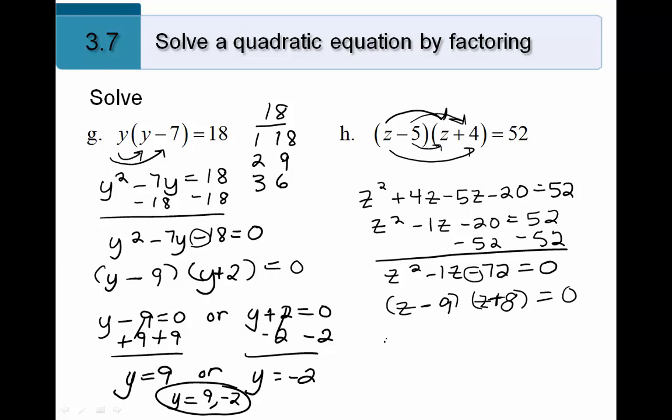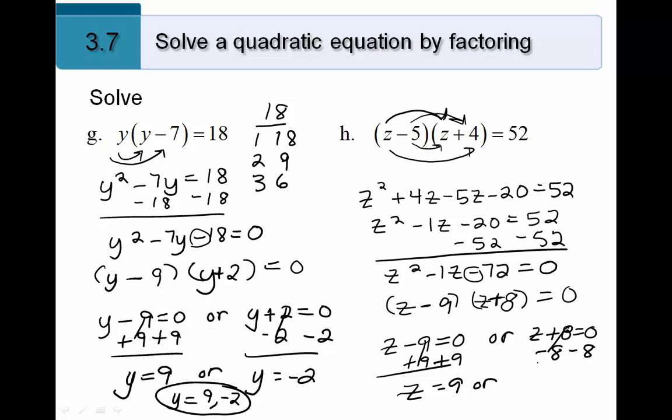So that means either z minus 9 has to equal 0 or z plus 8 has to equal 0. So if I add 9 to both sides here, that means z can equal 9. Or if I subtract 8 from both sides here, z can also equal negative 8. So the solutions to this equation are 9, negative 8.